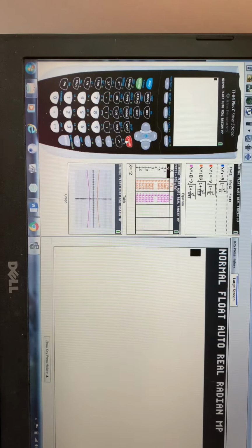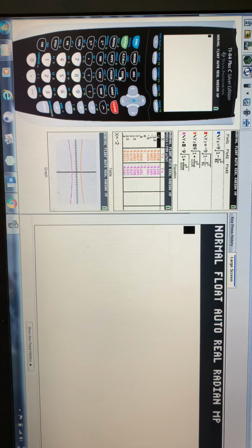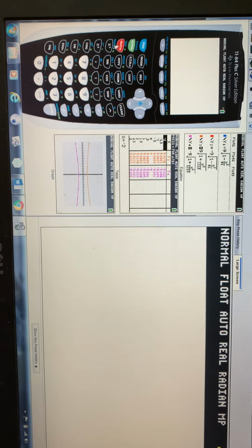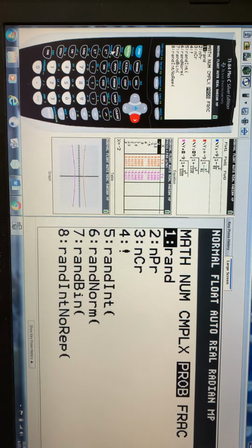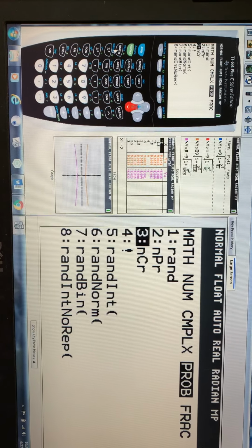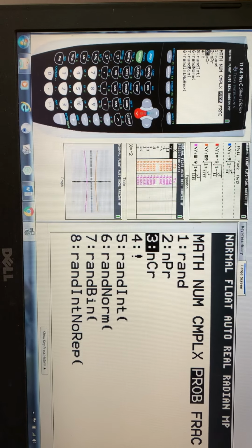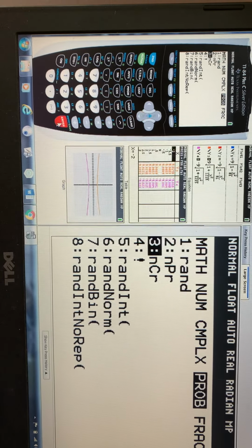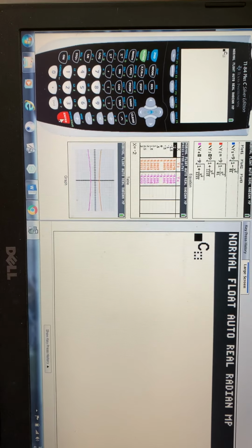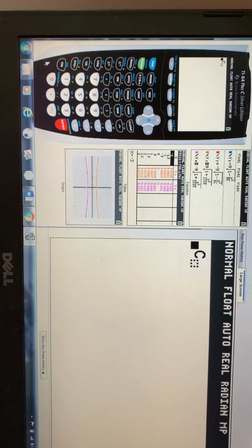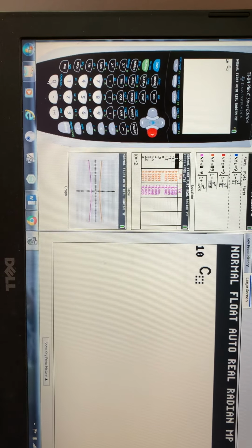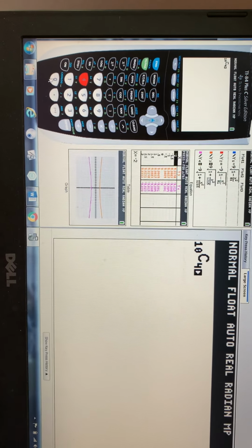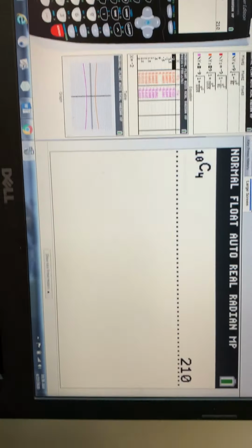On the newer ones, this is a newer one here. I'm going to go over to my calculator here. If I go math and move over to my probability functions, move down to 3. Okay, and hit enter there. So it conveniently gives me the blocks to put the numbers in. This makes it a lot easier to do. So I can put my 10, slide over and do my 4, and hit enter, and it gives me my 210.